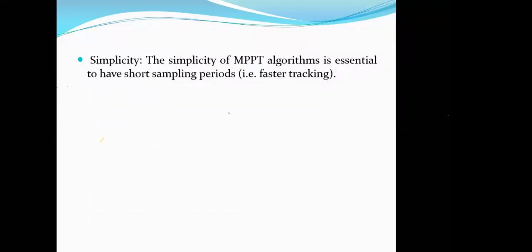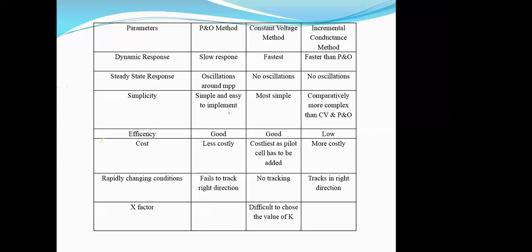And lastly, it should be simple. The last point I want to discuss is comparing these algorithms. In the perturb and observe method, the first one, we calculate VK and PK, then VK+1 and PK+1, subtract and compare. So it takes time, so it has a slow response.